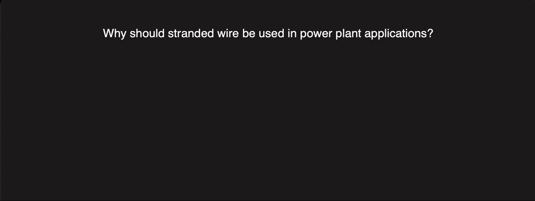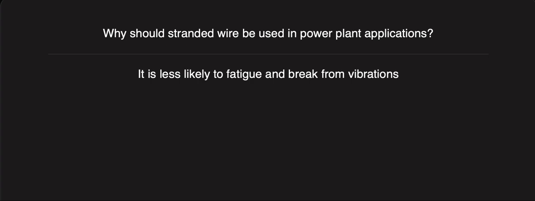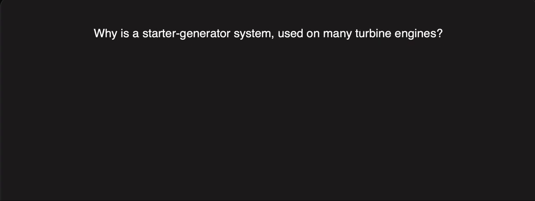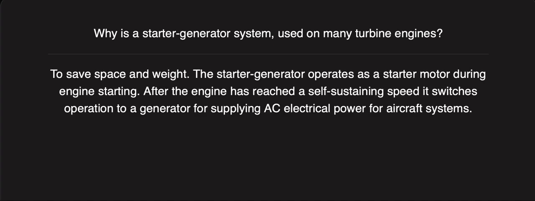Why should stranded wire be used in powerplant applications? It is less likely to fatigue and break from vibrations. Why is a starter generator system used on many turbine engines? To save space and weight, the starter generator operates as a starter motor during engine starting. After the engine has reached a self-sustaining speed, it switches operation to a generator for supplying AC electrical power for aircraft systems.